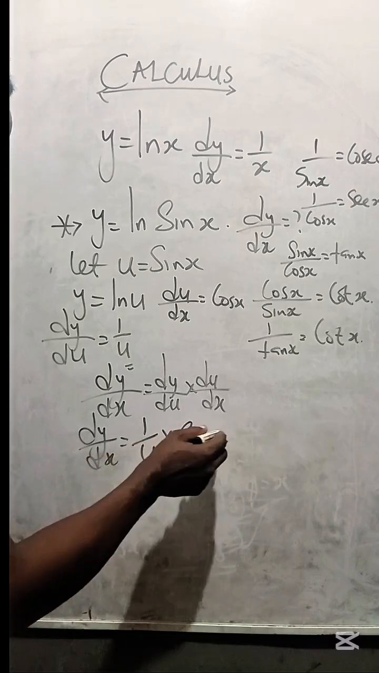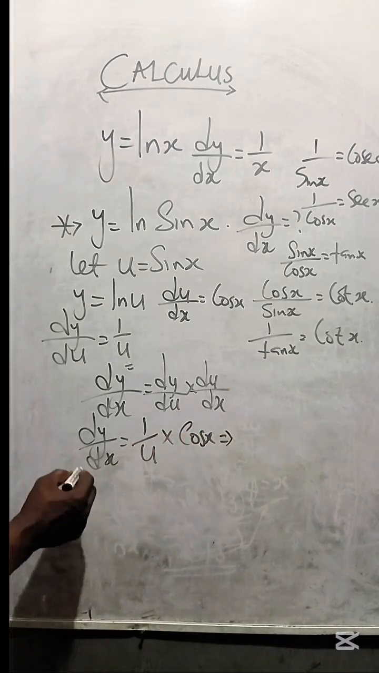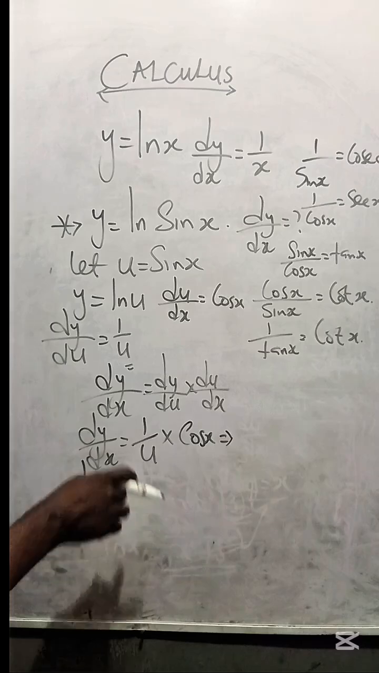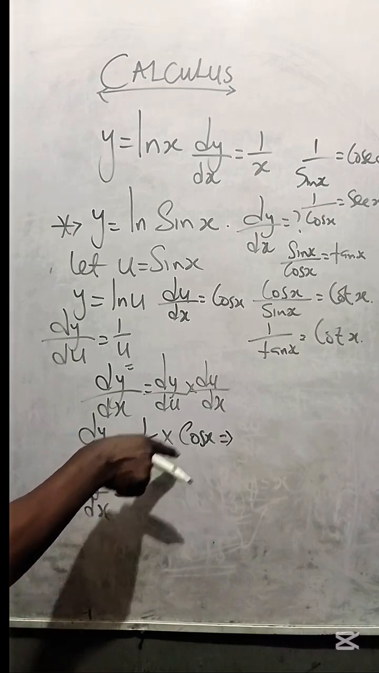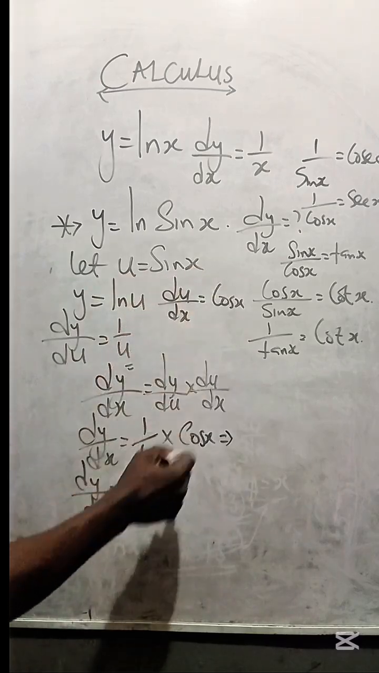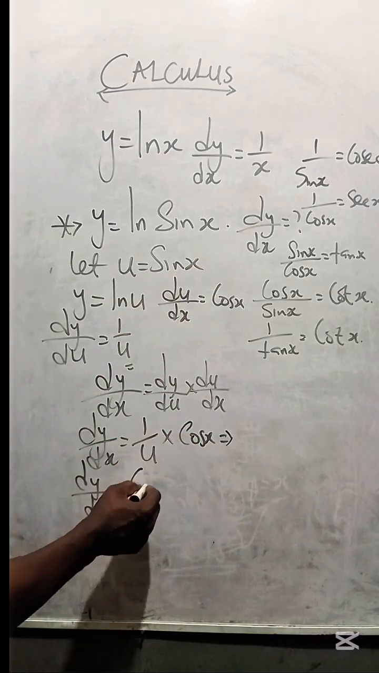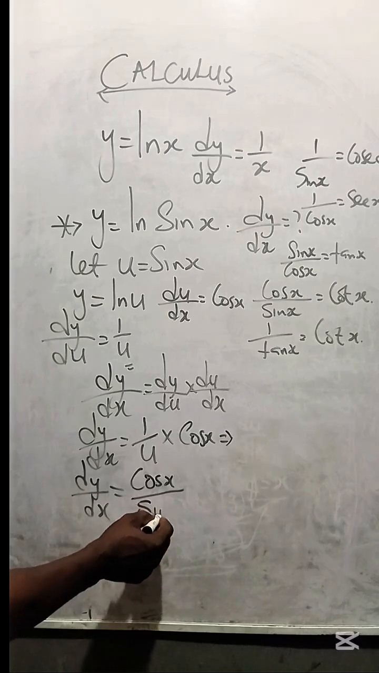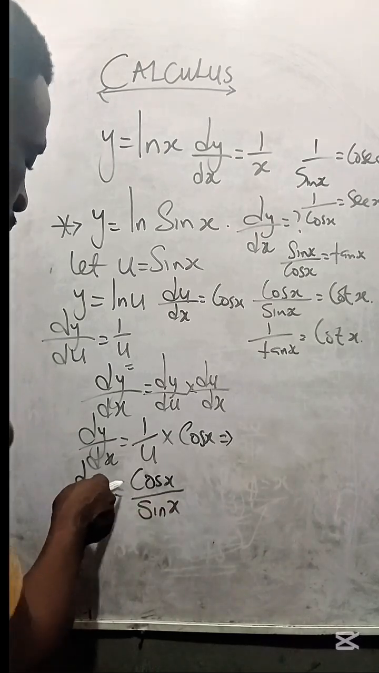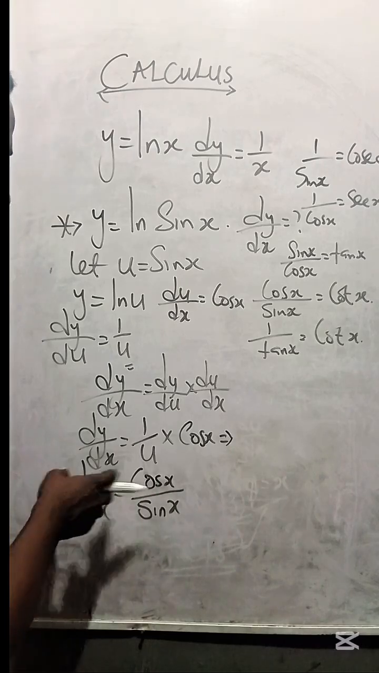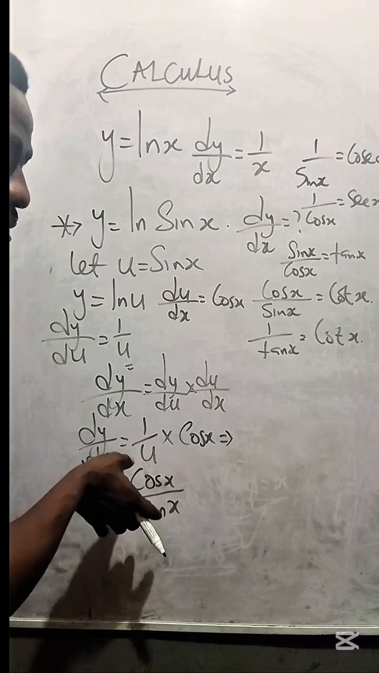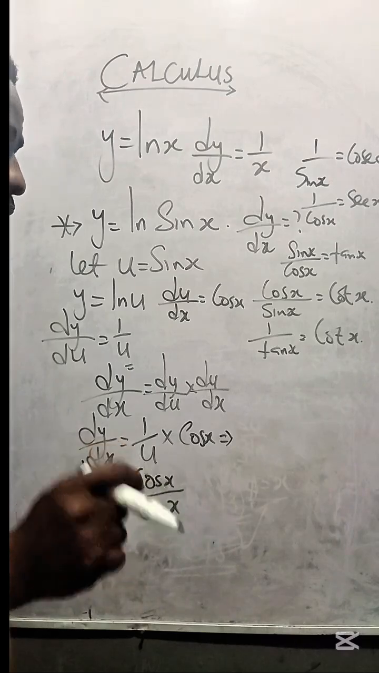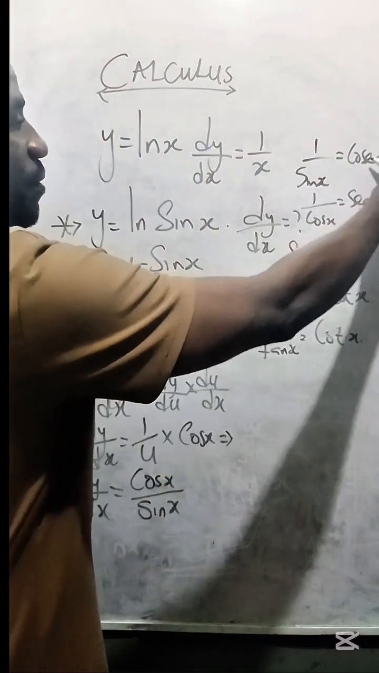You will now notice something: dy dx is supposed to be the final answer, but we need to remove this u because we need x, and u is already sine x. So we say cos x times 1 is cos x, all over u, which is sine x. Now we have cos x over sine x as dy dx, but we cannot leave it here because this is not the simplified form. We need to reduce it to the lowest term.